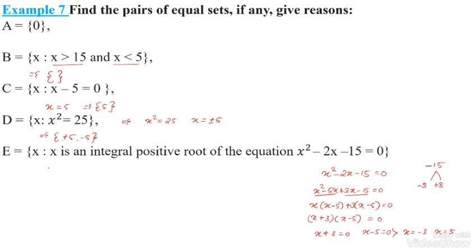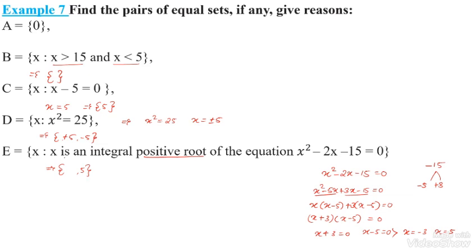Therefore, the roots of the equations are minus 3 and 5. While observing all the examples here, according to this one, we have to consider an integral positive root only. Here, minus 3 is the negative root. I will consider only the positive root, that is only 5.